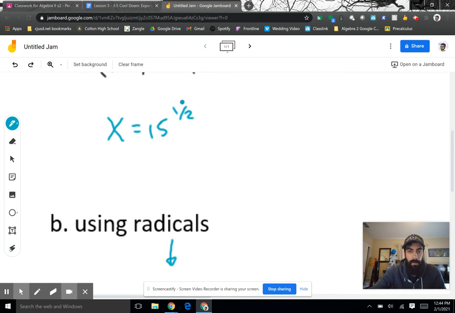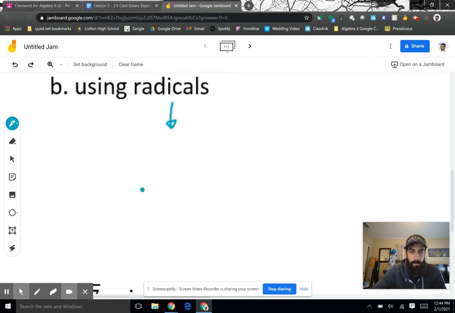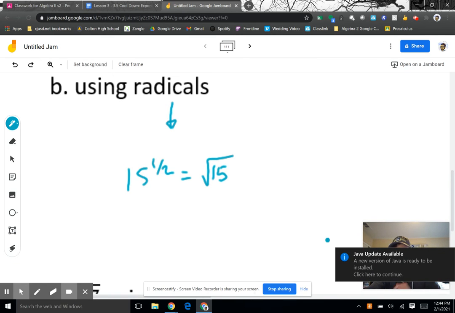But we can rewrite fractional exponents like this, 1/2, as a radical. 15 to the 1/2 power is just equal to the square root of 15. So again, on this radical, since I did not write a number right here, I'm assuming it's a square root. So technically it's a 2 right here. Don't write the 2, you don't have to. We're just going to leave it as the square root.